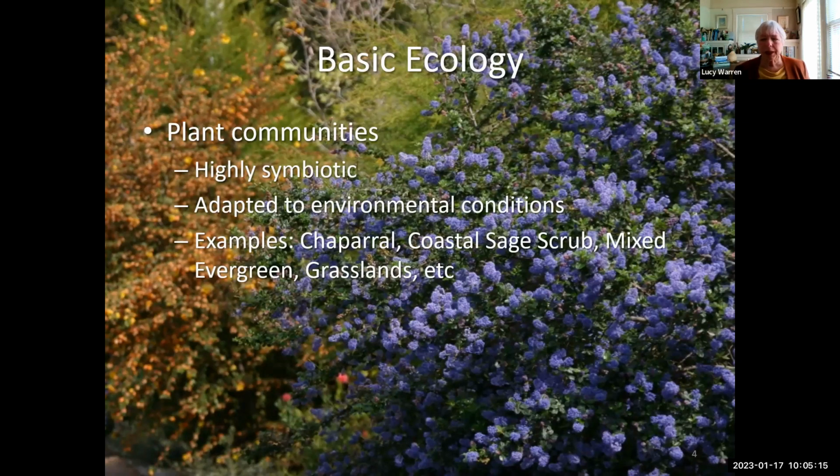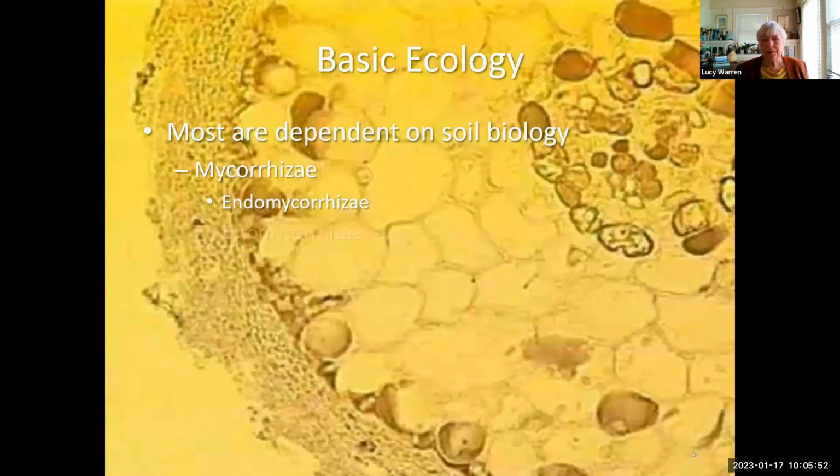They're highly symbiotic. They like to grow together, and they're adapted to the delicate environmental conditions in our climate and in our soils, and with our water conditions. And they call these various areas plant communities, and the plants that grow are similar in those communities. Examples would be chaparral or coastal sage scrub, mixed evergreen, grasslands. There are a number of native plant communities that have these unique plants.